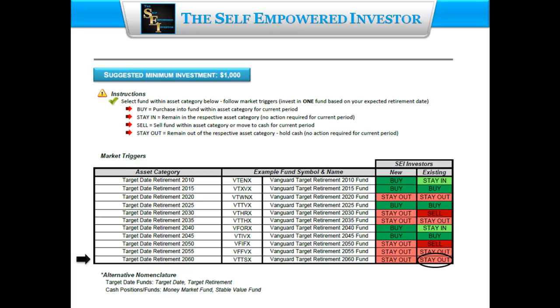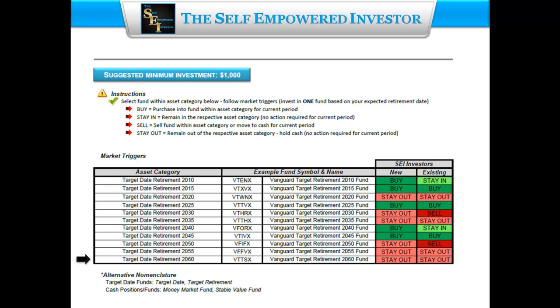Now, just an FYI, you could have many months in a row where the trigger is stay in or stay out, and that is perfectly normal during extended periods of bull or bear markets, and it's a good thing as this lack of trigger activity reduces your number of trades, overall cost, and time.